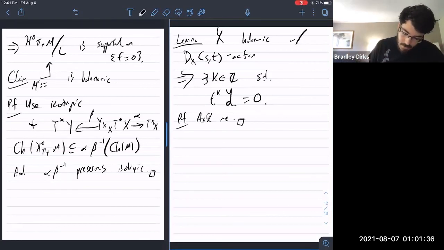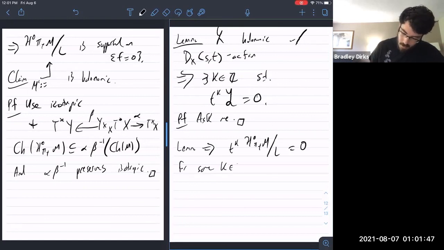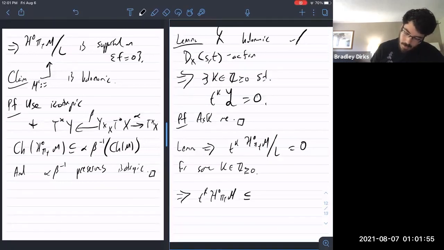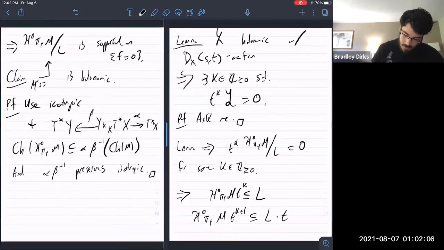So this lemma implies t to the k times that quotient, mod L, is 0 for some k greater than or equal to 0. That really means that t to the k h naught pi plus m is contained in L. I really want it to be on the right-hand side because these are right modules. So if we do it one more time, that's contained in L times t.